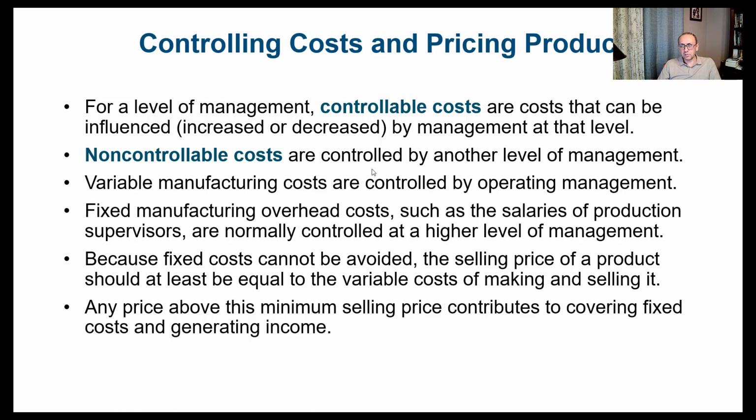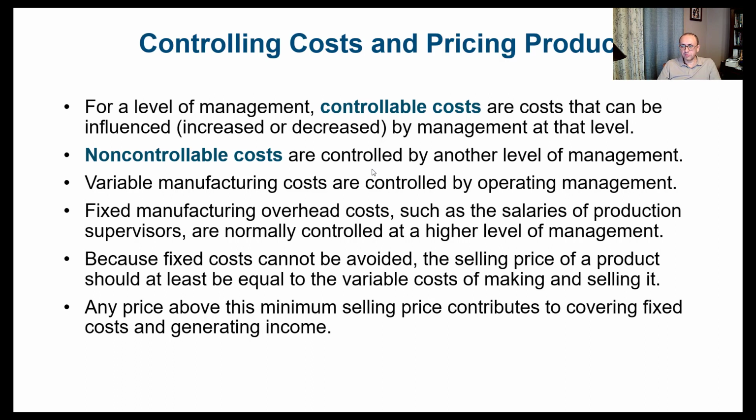Variable manufacturing costs are controlled by operating management. So that's very typical. Operating management are the ones who can control the variable manufacturing cost. Fixed manufacturing overhead costs, such as the salaries of production supervisors, are normally controlled by the higher level of management. Because fixed costs cannot be avoided, keep in mind, a fixed cost is a fixed cost. You have to pay. It does not change with the number of production.